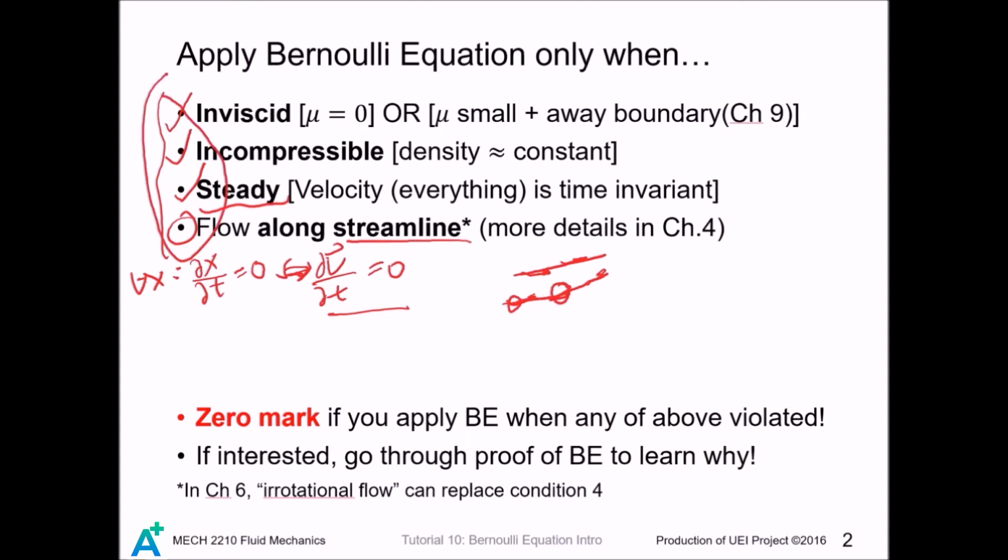So I repeat, you must make sure that these 4 conditions are satisfied before applying Bernoulli equation. Professor Lee told us that we will obtain 0 mark in the midterm if we abuse Bernoulli equation, as happened last year. If you are really interested in knowing why these conditions must be satisfied in applying Bernoulli equation, you shall go to lecture and derive Bernoulli equation once yourself.